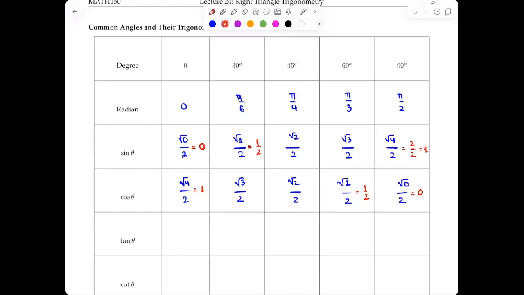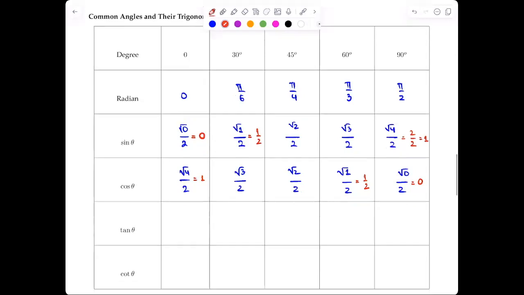You count how many fingers you have above. So this is 0 degree. How many fingers do you have above? 4. So square root of 4 over 2. So it's 1. Okay. Now 30 degree angle. How many fingers do you have above it? 3. So root 3 over 2. And then middle finger. How many fingers do you have above it? 2. So root 2 over 2. 60 degree angle. How many fingers do you have above that? 1. So 1 half. Then here, 90 degree angle, how many fingers do you have above it? None, so 0. Get it? That's the trick.